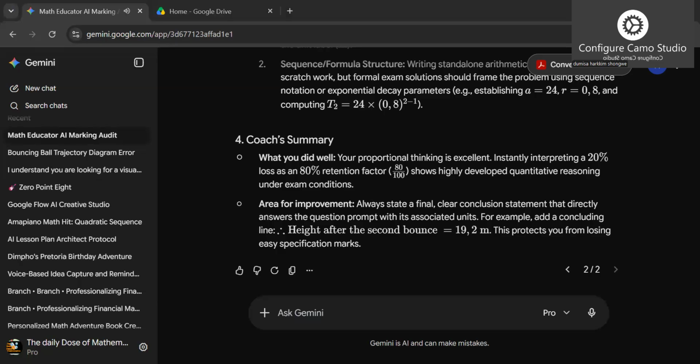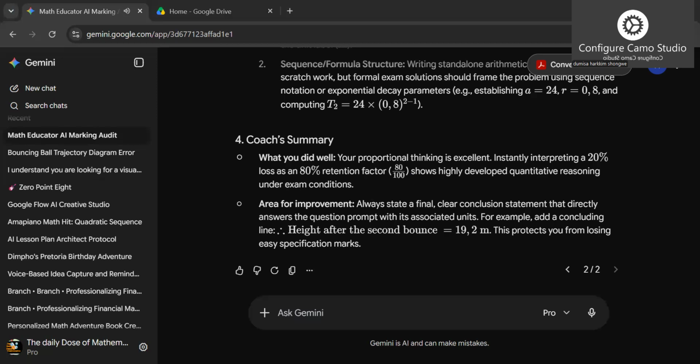Notation. While your calculations are completely correct, you missed 2 critical presentation elements required by CAPS guidelines. Units. Since the initial height is specified in meters, m, your final answer must carry the unit label, m. Sequence, formula structure. Writing standalone arithmetic products is fine for scratch work, but formal exam solutions should frame the problem using sequence notation or exponential decay parameters, e.g., establishing a equals 24, r equals 0,8, and computing T_2 equals 24 times 0,8 to the power 2 minus 1.